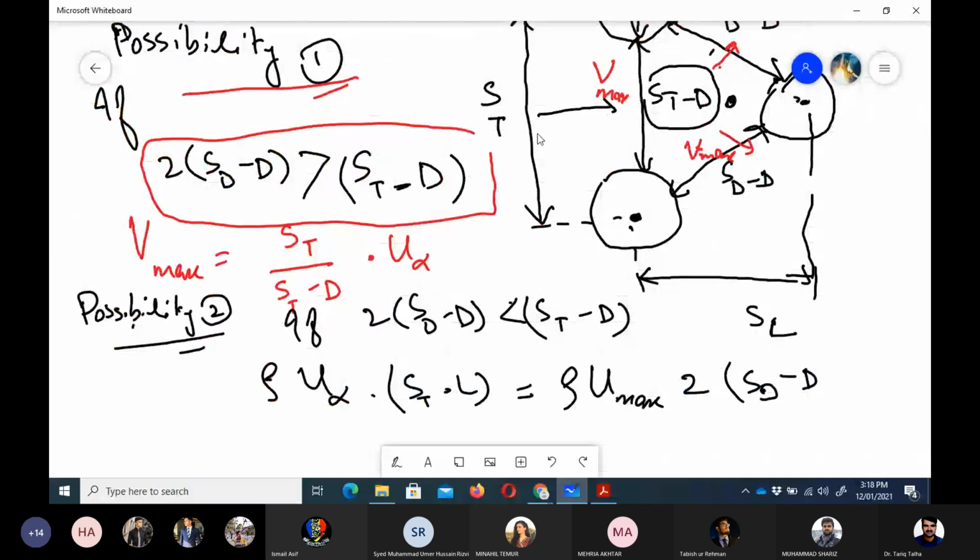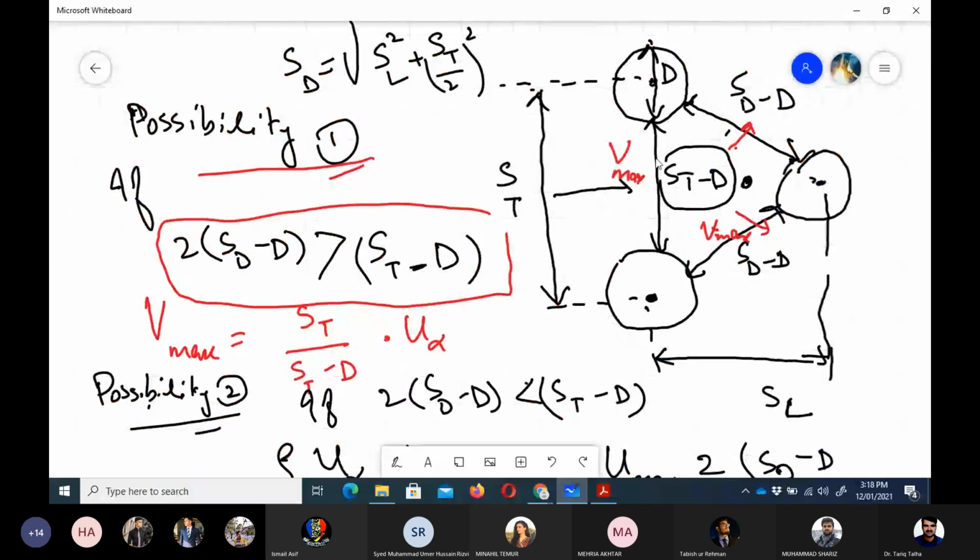Okay, but there can be a possibility. If we see the figure, we can readily see that 2 times SD minus D would always be bigger than ST minus D. Okay, that is clear from this figure.